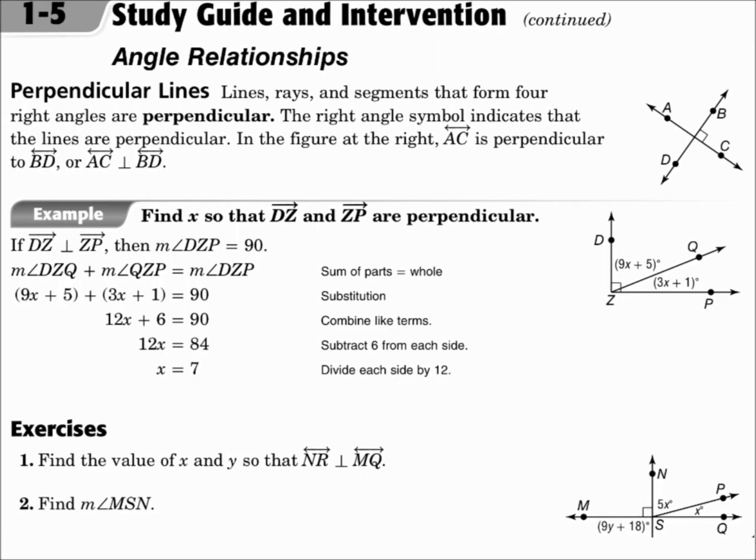Perpendicular lines. Lines, rays, and segments that form four right angles are perpendicular. The right angle symbol indicates that the lines are perpendicular. In the figure at the right, line AC is perpendicular to line BD, or it's written like this. Notice the upside down T symbol for perpendicular.